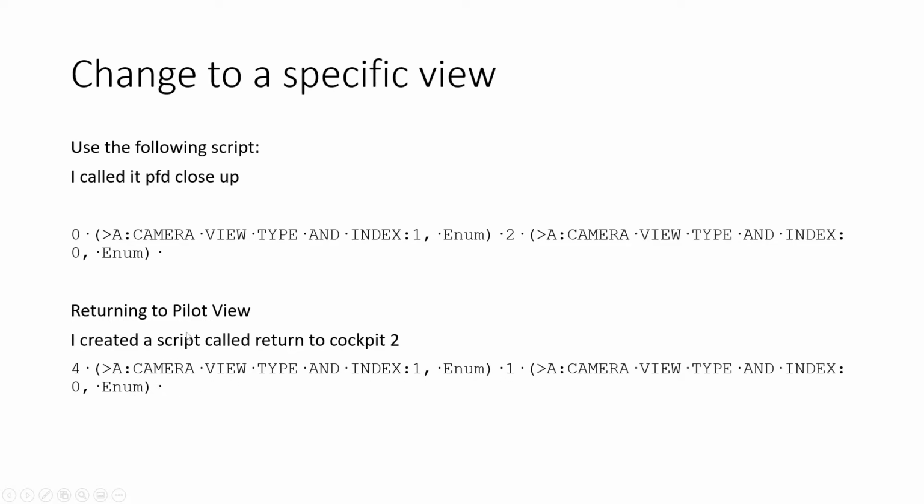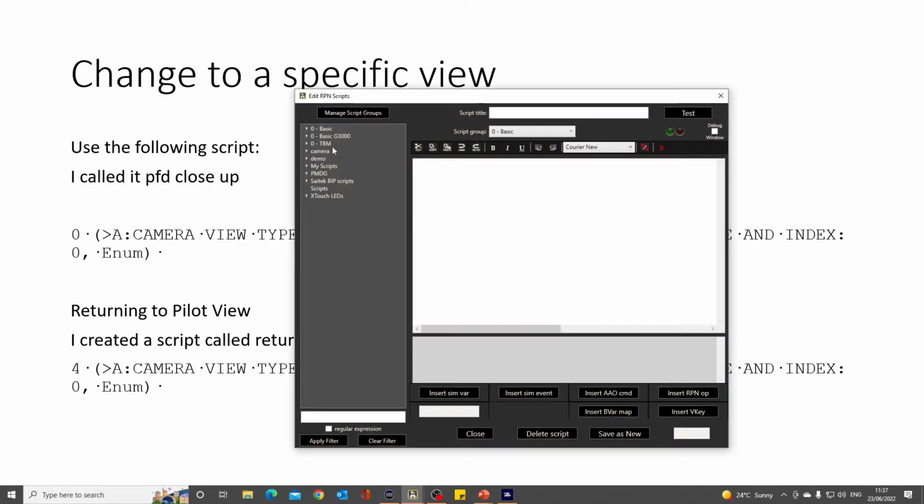But that's the script. So I've got a script called return to cockpit. So let's have a look at that. Here's my back to cockpit. Actually it's version 2 because I was fiddling around, but it's exactly as I said. 4 to select instrument number 4 or view 4, and then change it back into the pilot's view, and that seems to work quite happily.